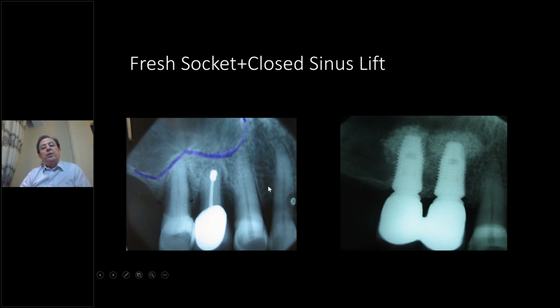Also, we can do the closed sinus lift immediately, or fresh socket implantation, as you can see here after the extraction of the first and second premolar. We can do this installation of the implant. I did it around 10 years ago, and you can see a very stable situation, and a very good situation in the sinus.